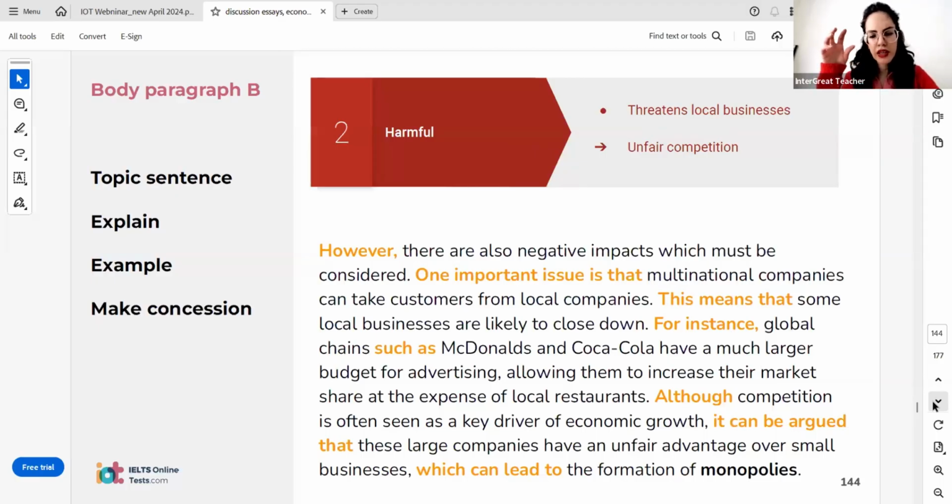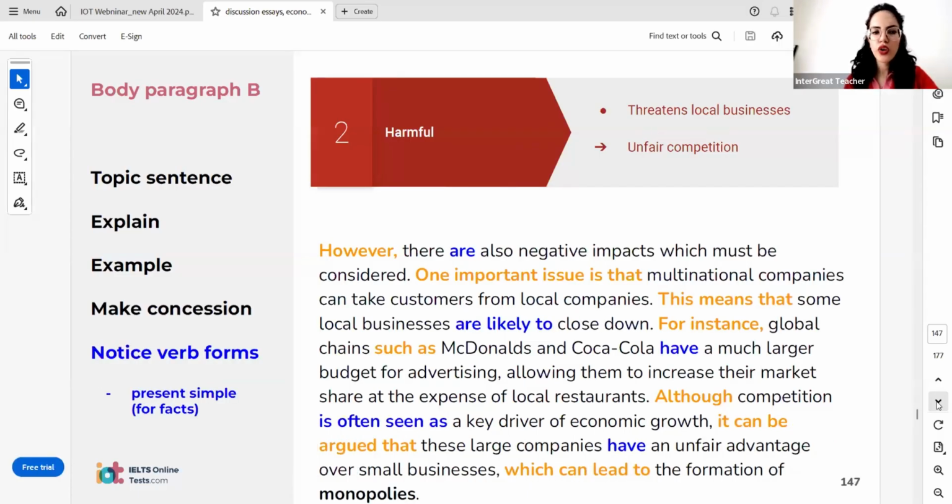Yeah, so monopoly means having complete control over something, right? So, for example, one group has complete control over a specific industry. That is monopoly, which is not a good thing. So, yes. Now, notice linking words. I've already pointed them out. Let's take a look at the word forms.